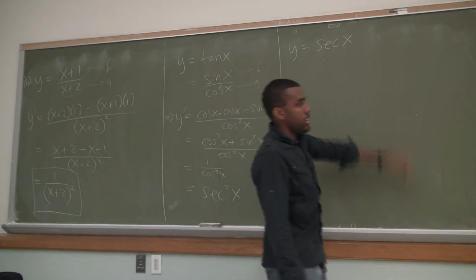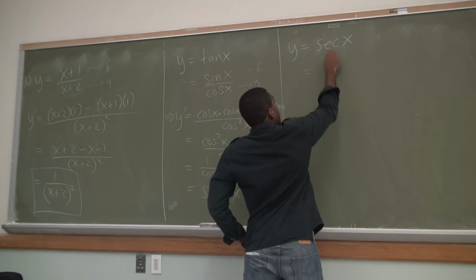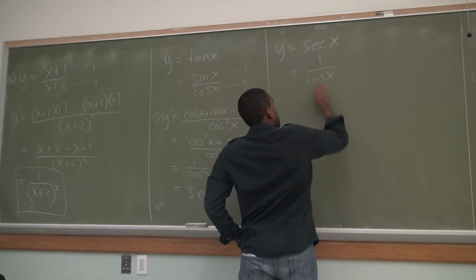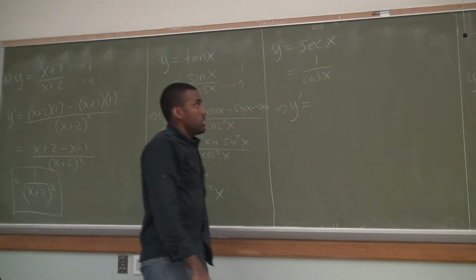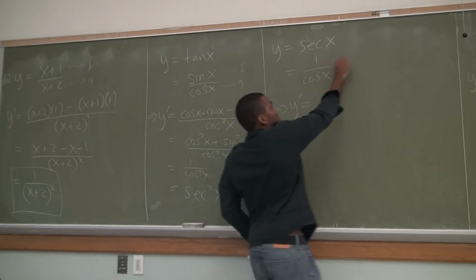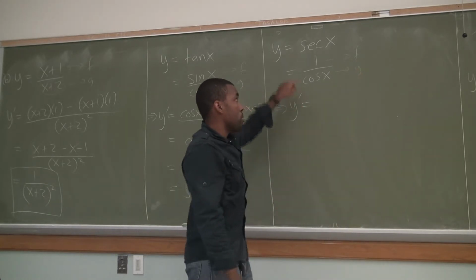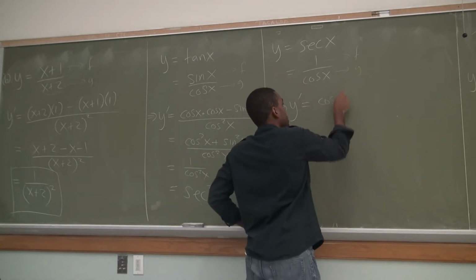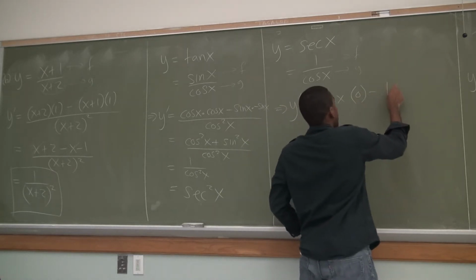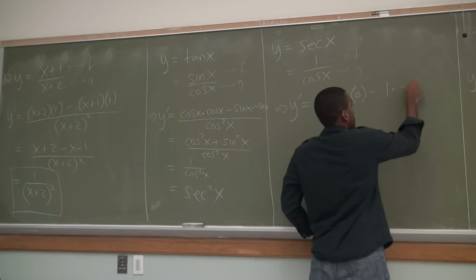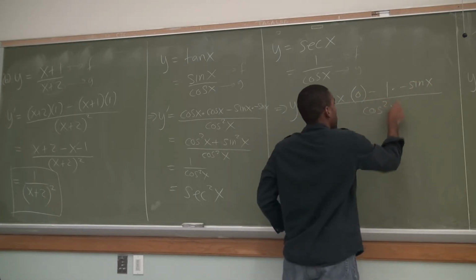What about the derivative of secant? Right, it's 1 over cosine x. The top, the f, is 1, the bottom is g. So when you have the bottom times the derivative of the top, what's the derivative of 1? 0. Minus the top times the derivative of the bottom, what is that? Negative sine x. All over the bottom squared.